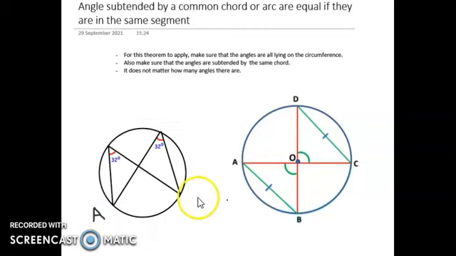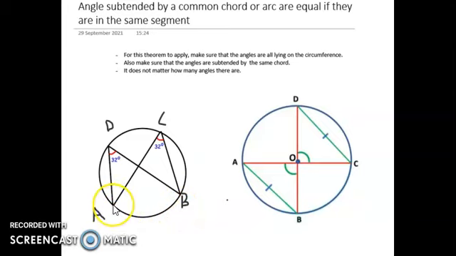So this will be A, B, where we get arc AB, and then this corner over here will be C, and this is D. So the angle ACD and angle ACB are equal because they are subtended by the same arc, which is arc AB.